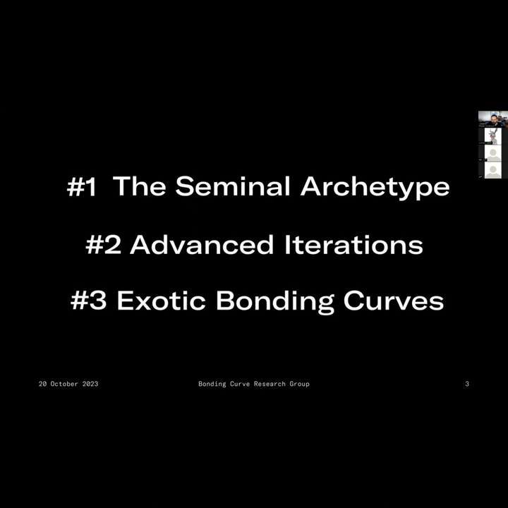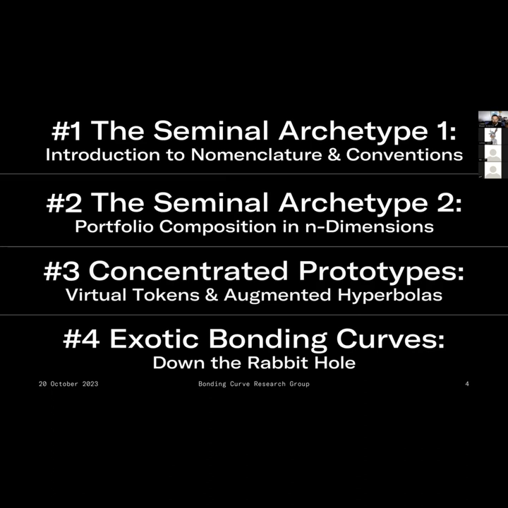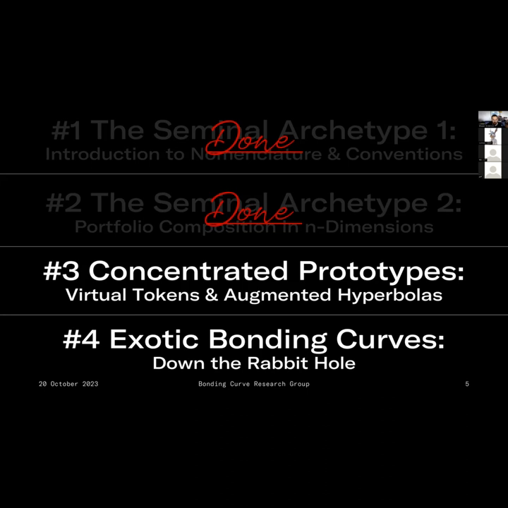It used to be these three subheadings. The first two have really turned out to be introductions to the seminal archetype. The first one was just establishing nomenclature and conventions, and the second one was discussing portfolio compositions in n dimensions. So these are both completed. The one we're doing today, I've called concentrated prototypes, virtual tokens and augmented hyperbolas. This will handle both two-dimensional and n-dimensional spaces, which means the fourth slot is still going to be the exotic bonding curve types. I'm going to put in some additional theory that buttresses things you've already seen.